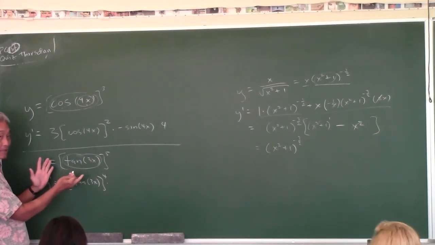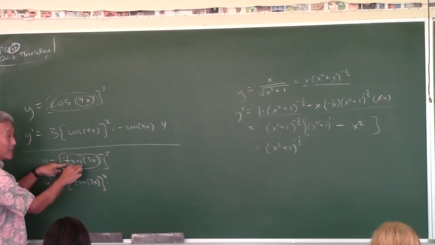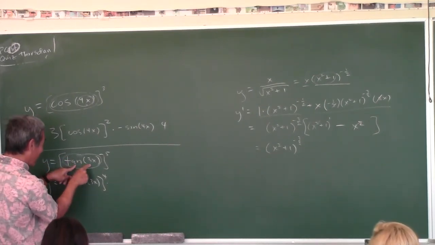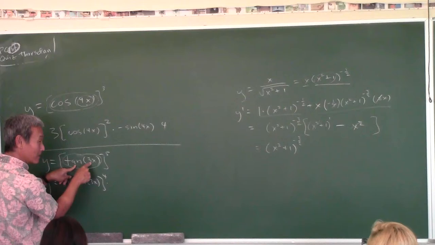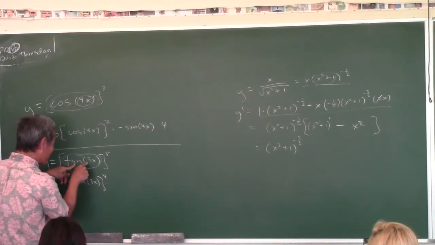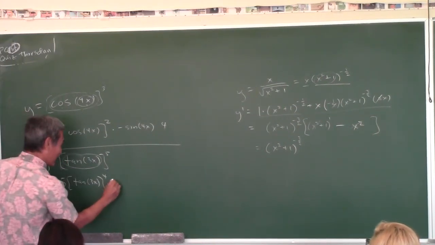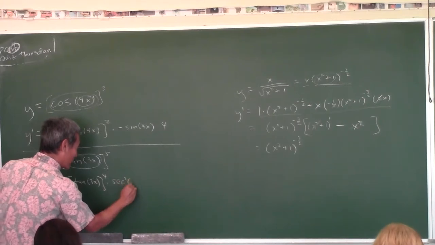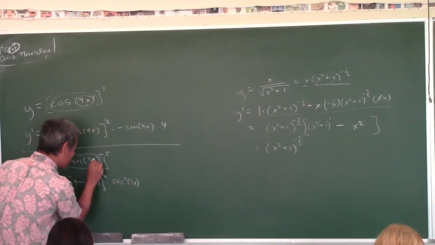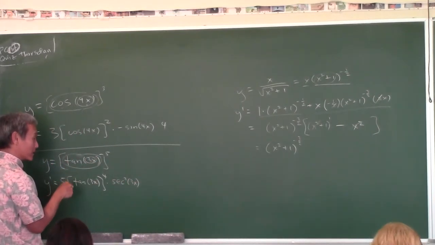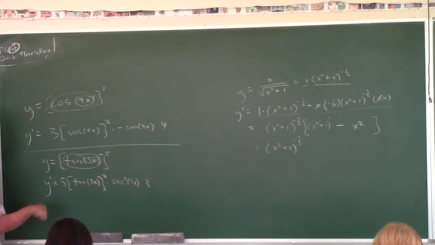See how I circle the box there? Now, what do I see in the box? I see tangent box. Do I know how to take the derivative of tangent box? Yeah, it's on the list. Secant squared box times the derivative of that box, which is 3. There you go. The simplification is not interesting on that one.